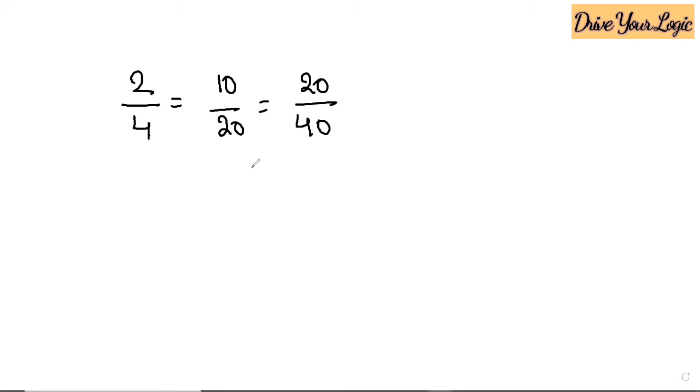Okay. So these are called equivalent fractions. Means whenever you are getting any fraction, once you find its lowest term, this fraction should come, 2 by 4. So that is an equivalent fraction. Clear?